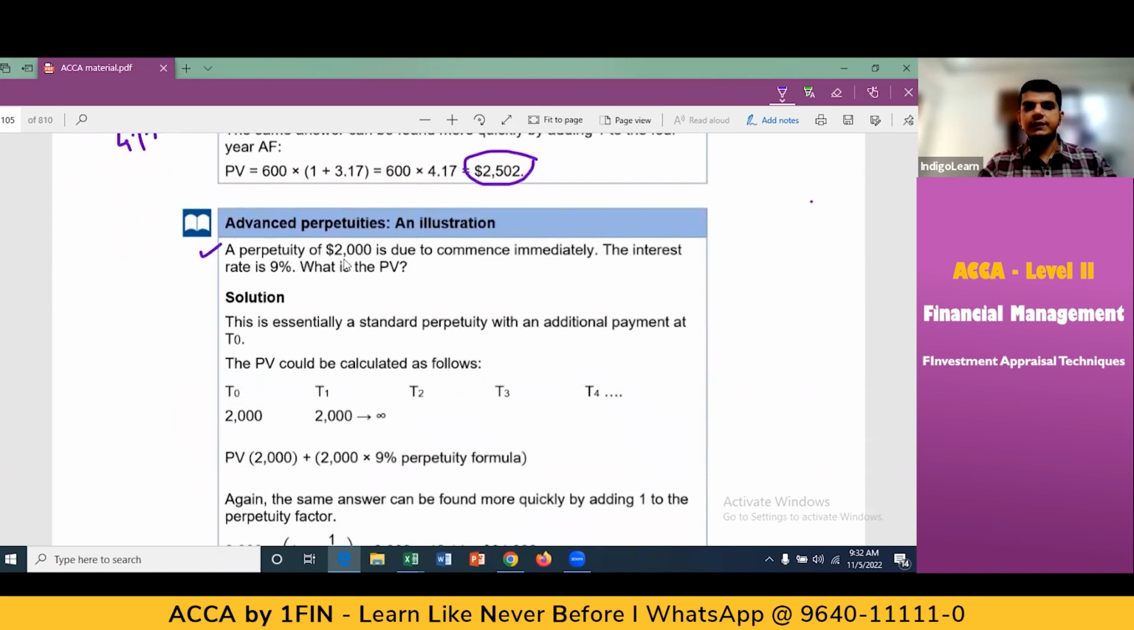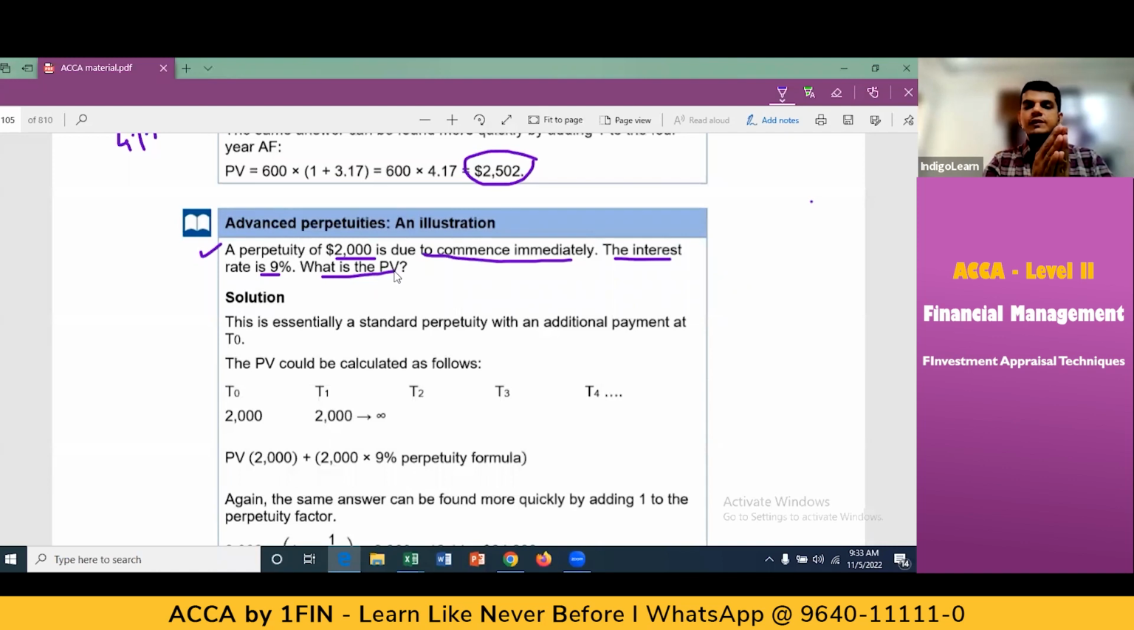A perpetuity of 2000. Perpetuity means this cash flow you will be receiving for the foreseeable future, or there is no end to this cash flow. Every year you will be receiving it, and it is due to commence immediately, that is from year 0 it will start. The interest rate is 9%. What is the PV, that is present value?